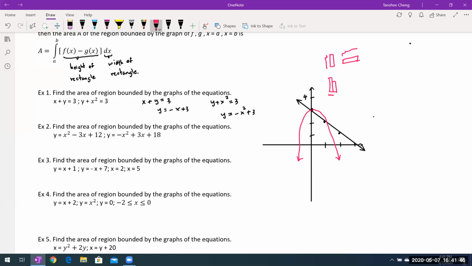So the width of a rectangle is delta x, which is dx. If you're placing the rectangle horizontally, then the width of each rectangle will be delta y, which is dy. That means if you are using dy, then your limit must be on the y-axis, a y value. If you are integrating with respect to x, dx, then your limit must be on the x-axis, so your x value. So it's very important that you decide whether it's going to be a vertical rectangle or horizontal rectangle that you visualize to find the area of this region.